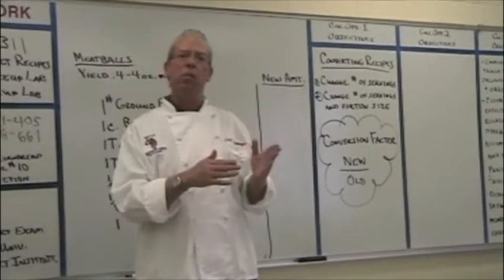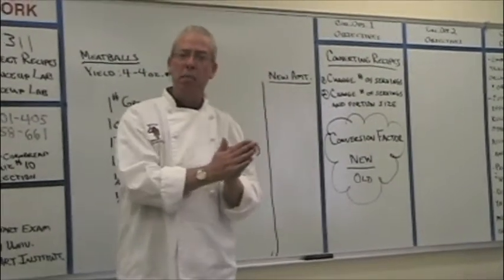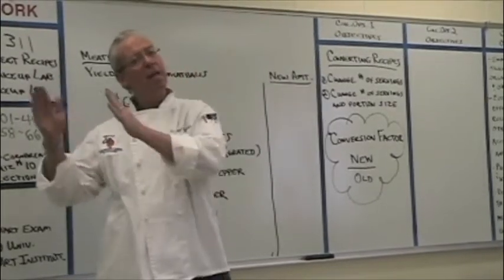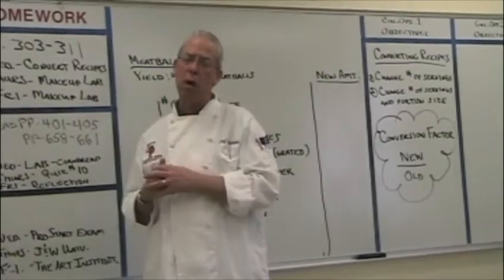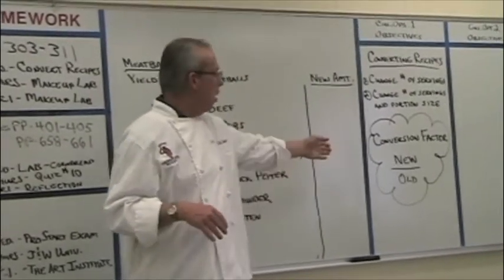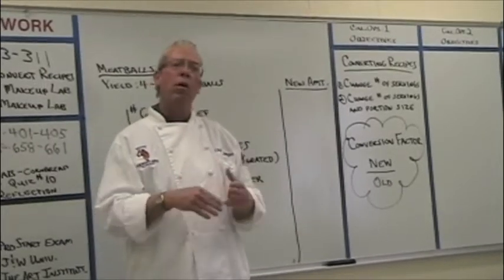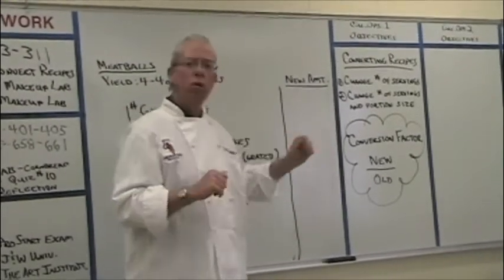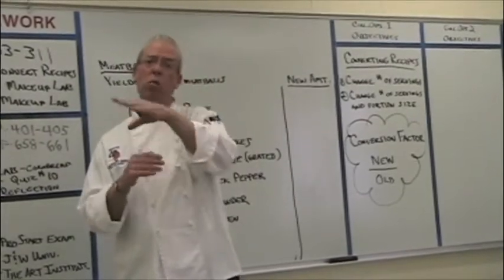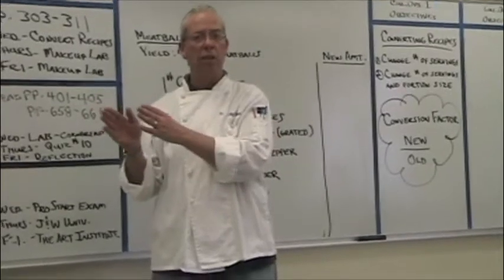Let's go back to the original example. I mentioned that I had a recipe that served 4 people, but I have a dinner party next week that's going to be for 12, and I need to convert this recipe. Old is the original recipe. So in this case, old would be 4. New, what is the new amount that I want for the recipe? And that is 12 servings.